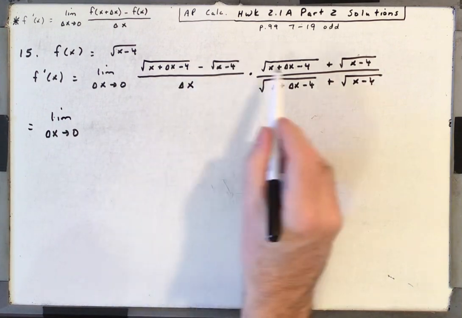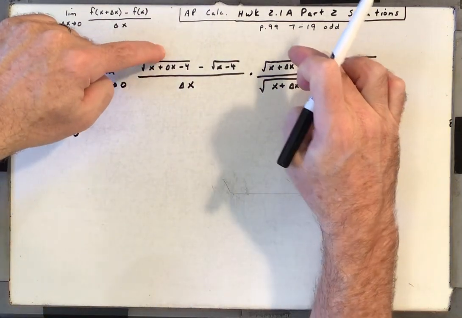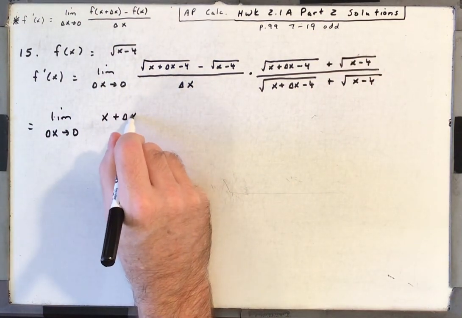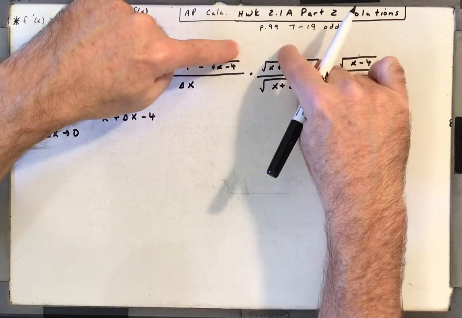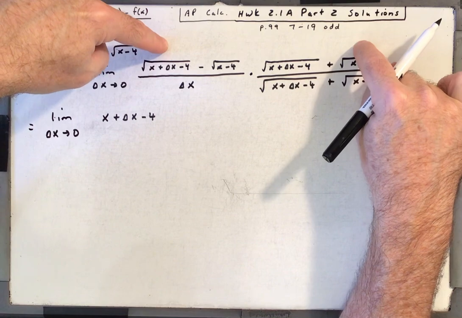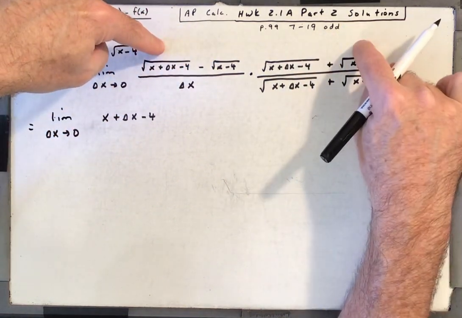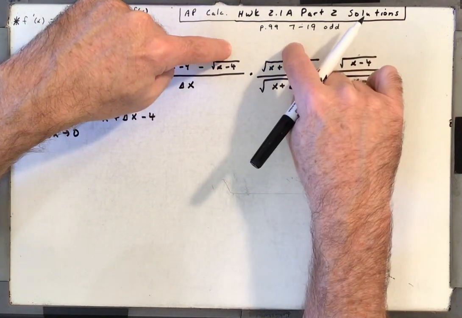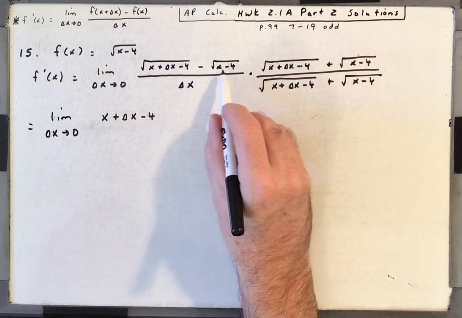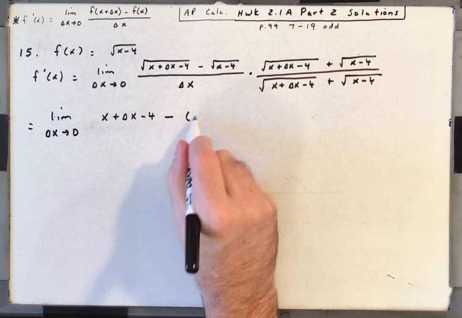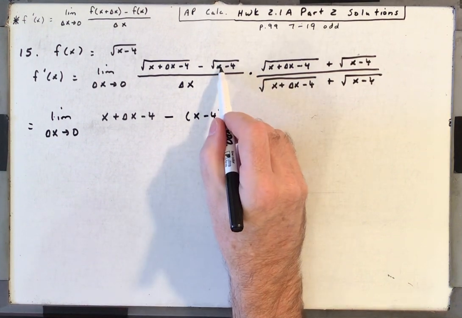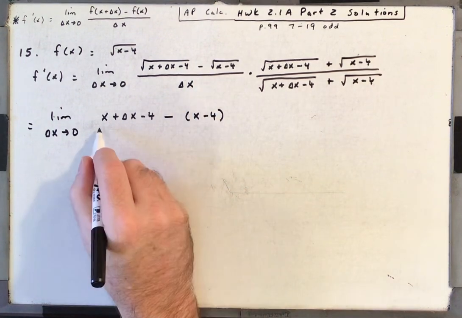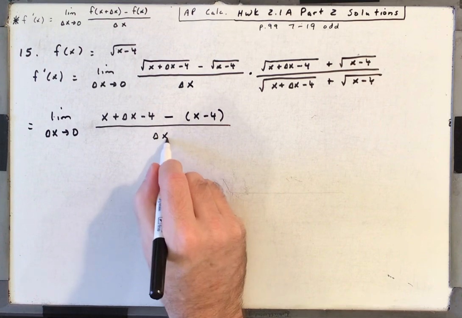All right, and now we can FOIL the top. If you multiply the radical times the radical, we have x plus delta x minus 4. The middle term is negative, the outer term is positive, so that whole section cancels. That times that, and then plus that times that. It all cancels. That was the point. And then minus x minus 4, because root x minus 4 times root x minus 4 is x minus 4. And then there's a negative sign there. All over delta x.